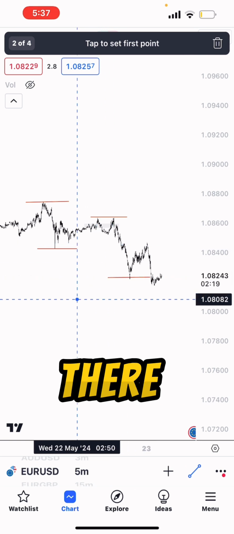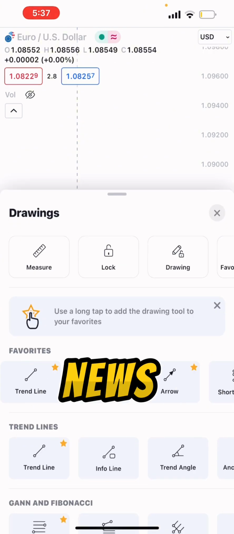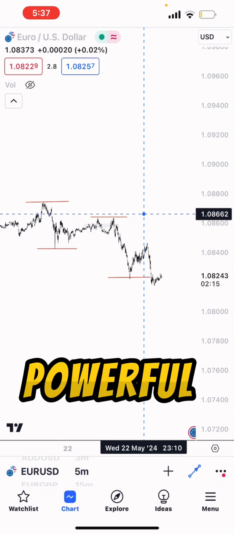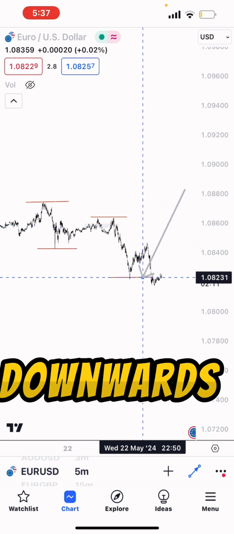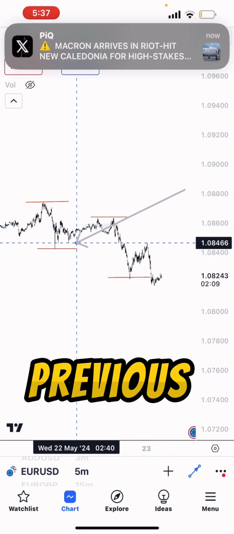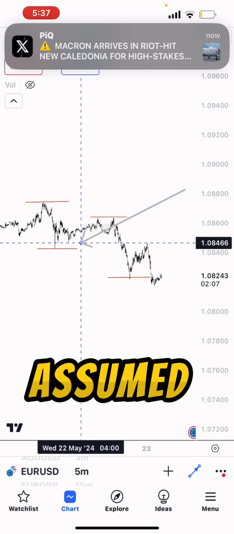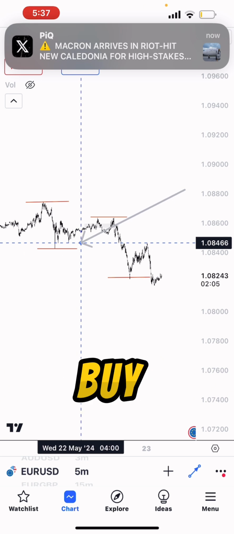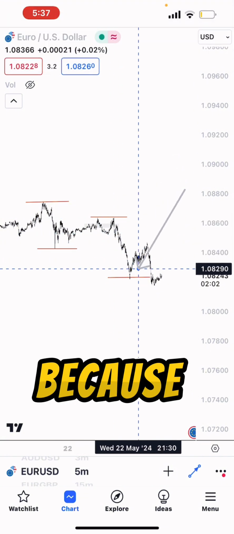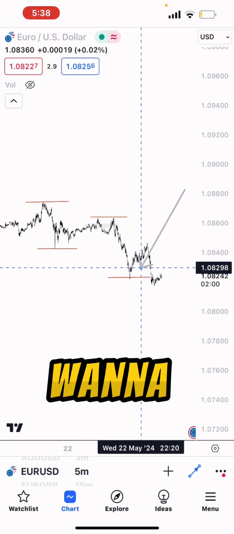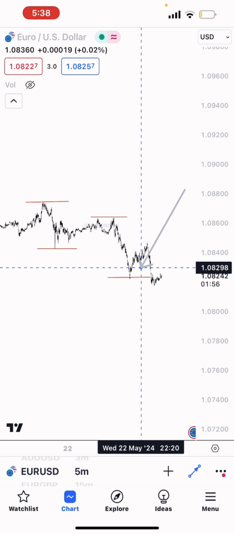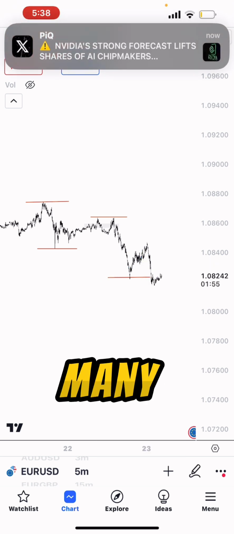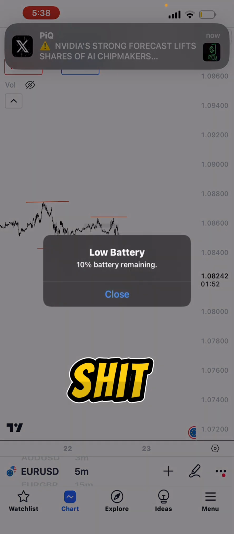That's because there was news powerful enough to actually move the market significantly downwards and break the previous lows that people assumed were dips that they can buy off of. And so that happened because of news. That's why we always want to only trade pairs that have news, and also not trade too many pairs so you don't get analysis paralysis.